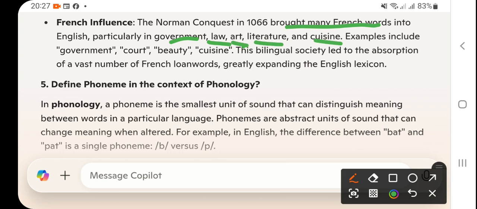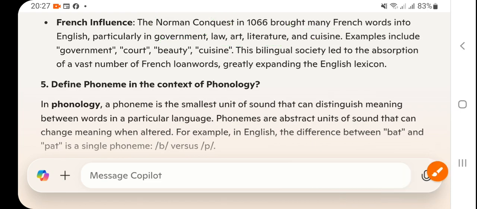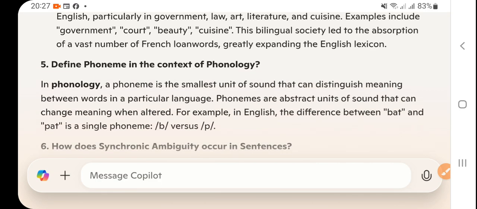So these words were borrowed. The Norman Conquest brought French words, and French words are still used, like La Meridian, the famous hotel, right? La Meridian is actually a French word. Many words were taken as they are. French words were adopted, particularly in government, law, art, literature, and cuisine. In these areas, many words were taken as they are. Examples include government, court, beauty, cuisine.